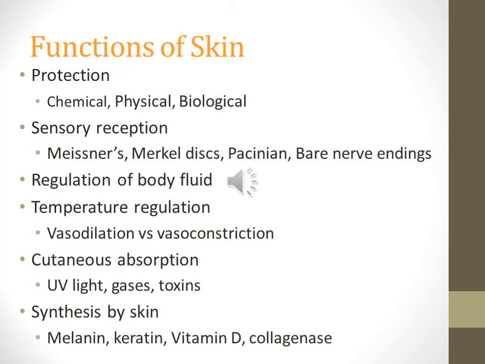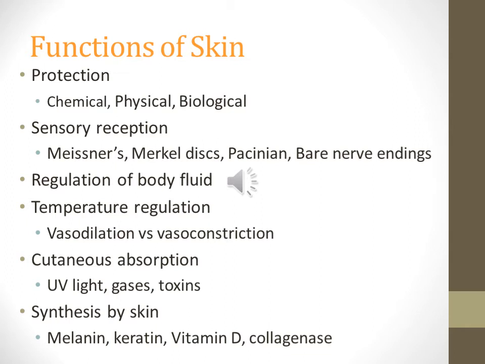We deal with regulation of body fluid. We deal with temperature regulation, talking about vasoconstriction versus vasodilation. Vasodilation has to do with radiant heat loss for cooling purposes. So you're going to get that flush of blood rush. We get evaporation of perspiration, so for cooling. And then we get retention of heat by vasoconstriction to help warm.